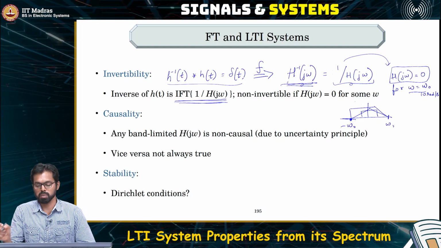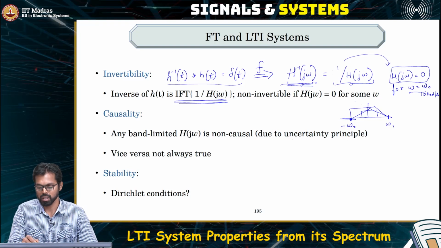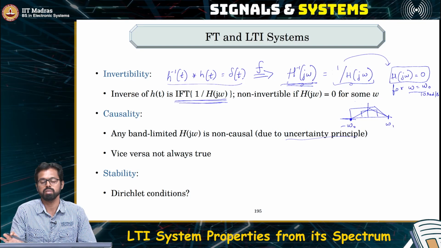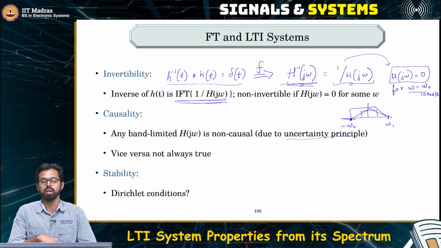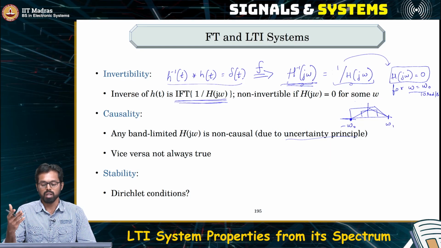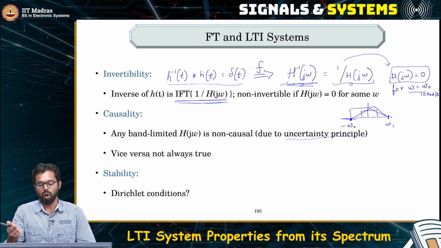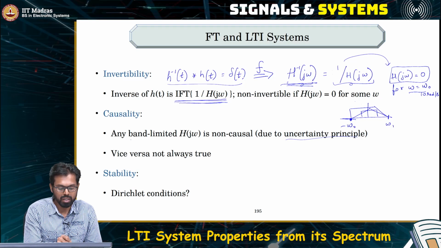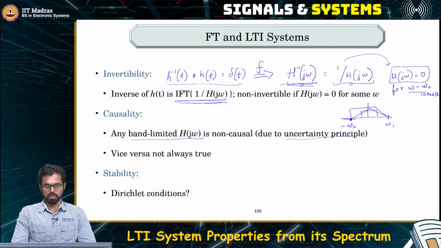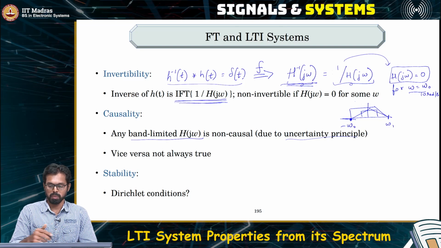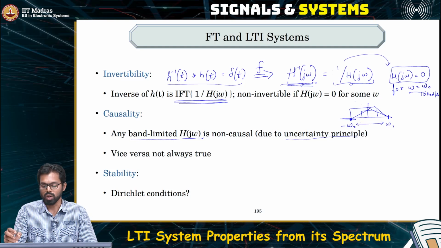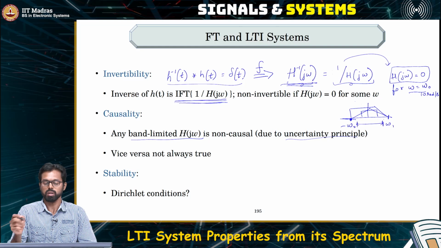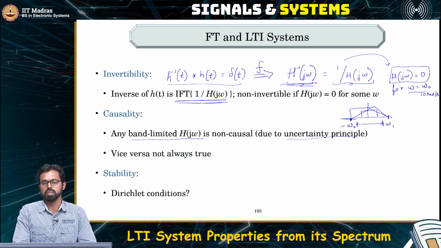As long as the spectrum is band limited, the uncertainty principle tells us that in time domain, the signal is going to extend from minus infinity to plus infinity, which means the impulse response will be non-zero for even the negative values of time. So any band limited system, which means the spectrum of the system is finite, is non-zero only for a small region of frequency values.